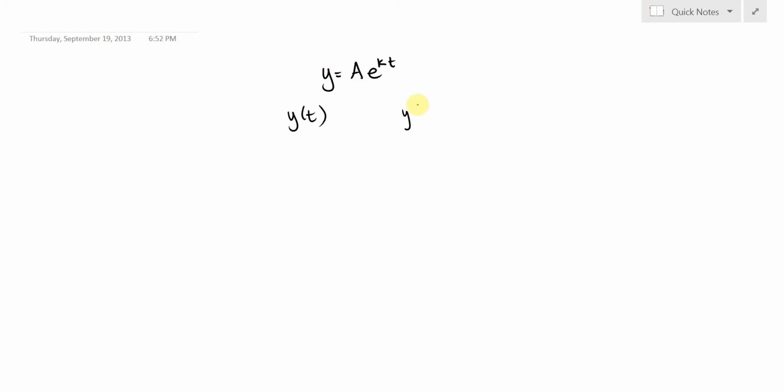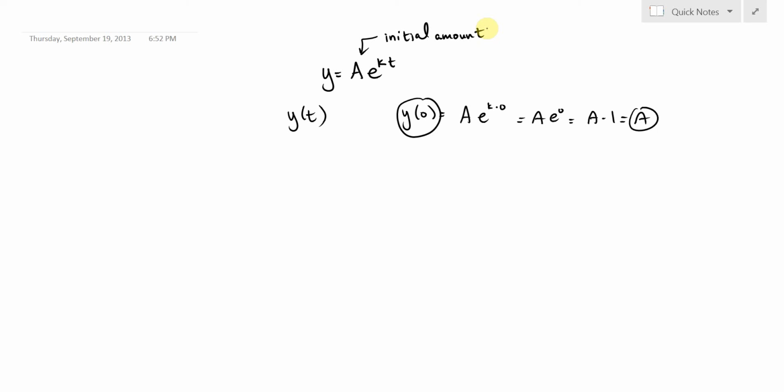If you plug in 0, y of 0 equals, you're just plugging in 0 for t, a e to the k times 0. Well, anything times 0 is 0, so that's e to the 0. But e to the 0, because anything to the 0 is 1, so that's a times 1, it's just a. So a is always the initial amount, and y could represent the population of a bacteria, or the amount of radioactive material, or anything else. Whether it's growing or decaying, a is the initial amount. So that's a general rule that you can just remember right off the top of your head. A always represents the initial amount.